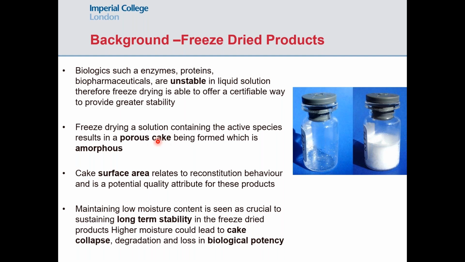If we freeze dry a solution containing active species, we almost always get a porous cake which is amorphous. And the surface area is quite important, because one of the things we need to be aware of is that this material in a freeze-dried form, we're going to add liquid to that and reconstitute that for the final product at the hospital for the patient. And the surface area is a factor that defines how fast it will dissolve. You do not want to have to take half an hour to redissolve your material. Having a high surface area allows you to reconstitute the formulation much more quickly, and that's what you want.